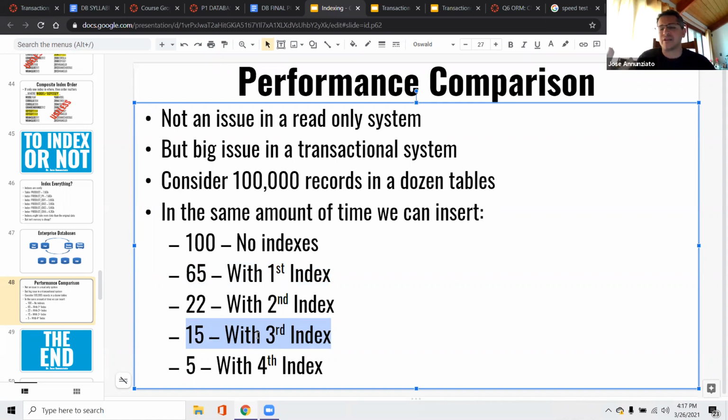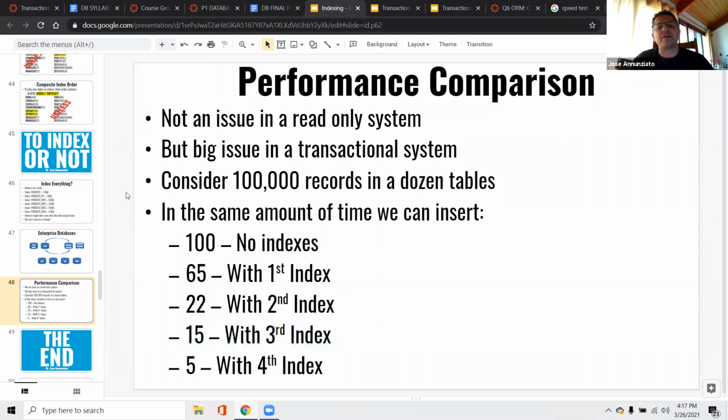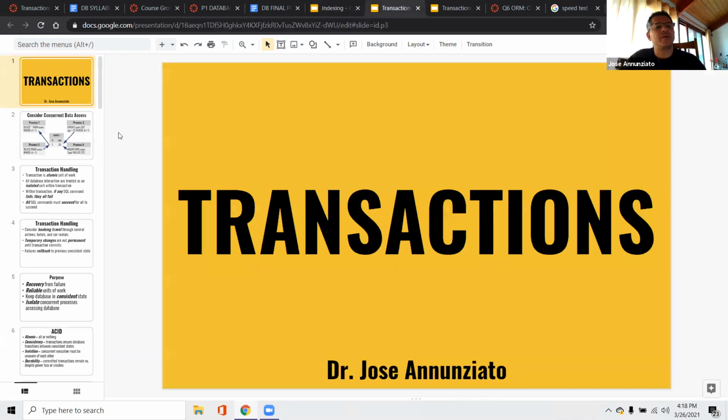So obviously those things also have to be taken into account. What kind of operations are you using your database for? You should not automatically just say, oh, well, an index is going to solve everything. So you have to be careful. Okay, any questions about index? All right, if no questions, let's move on to transactions.